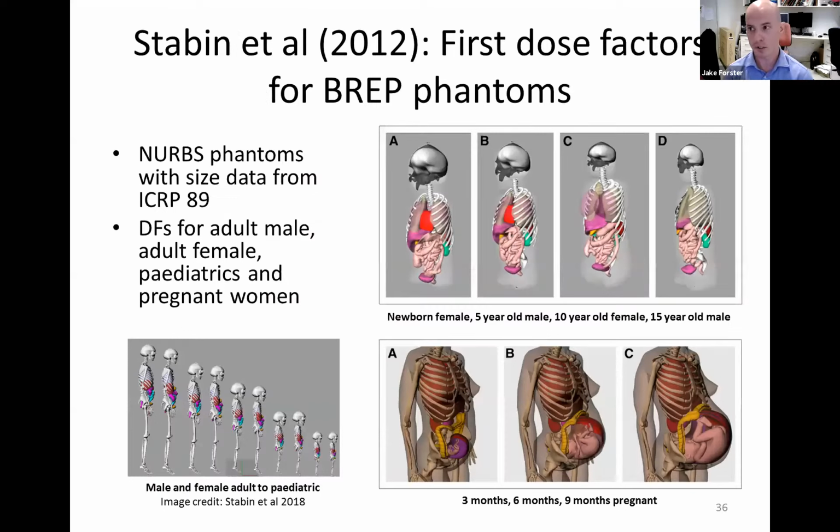But the first dose factors produced for a boundary representation phantom were produced by Stabin et al. in 2012. He used the NURBS phantom from Segars, but he used the size data from a new ICRP report, ICRP 89. And he produced dose factors for adult male, adult female, pediatrics, and pregnant women. These phantoms are pretty impressive.